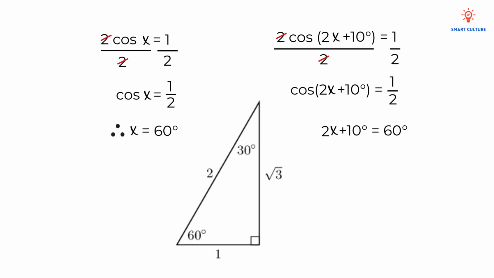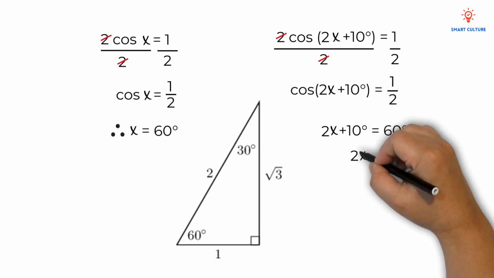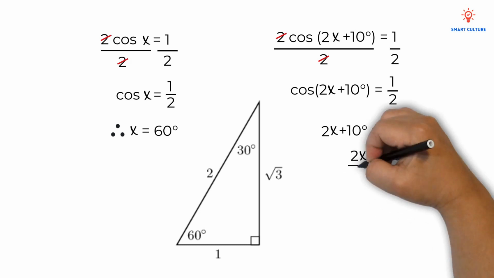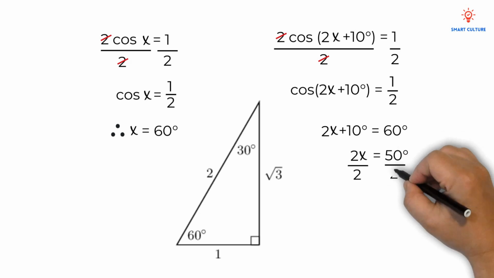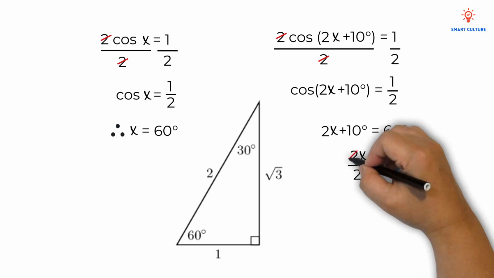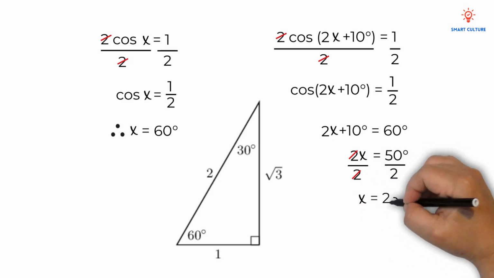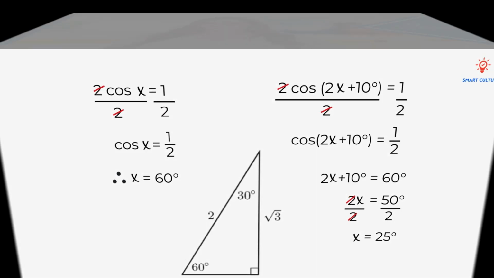Now we want to isolate x. So we take the 10 degrees over to the other side. 60 minus 10 is equal to 50. So now we have 2x is equal to 50 degrees. Remember, we want to isolate x. So now we'll divide by 2. Whatever we do on one side, we have to do on the other side as well. The 2 above the line and below the line will cancel out. 50 divided by 2 is equal to 25. So x in this case is equal to 25 degrees.